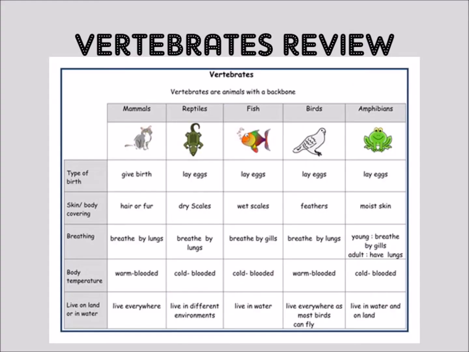Mammals give birth and they drink their mother's milk. They are viviparous. Their body is covered with fur. They breathe using the lungs and they can live almost everywhere. Mammals can be carnivores, herbivores, or omnivores.